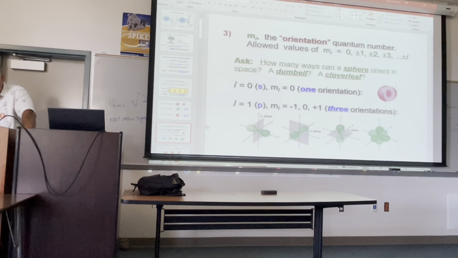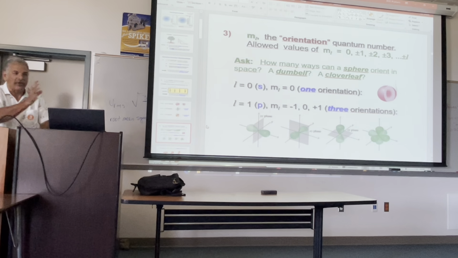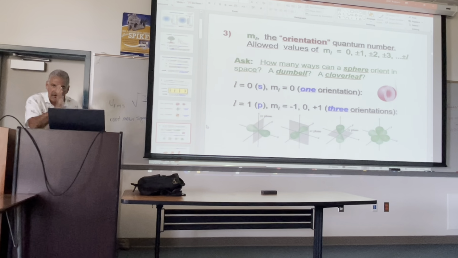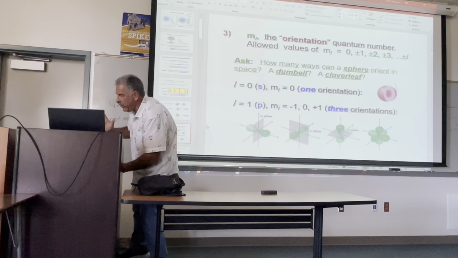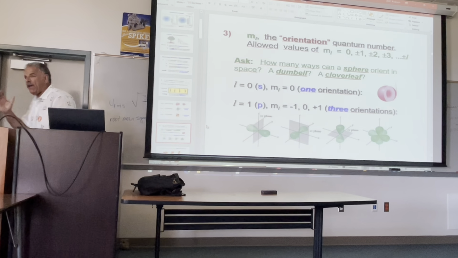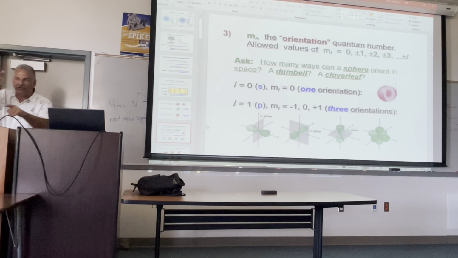M sub L is the orientation quantum number. Allowed values of M sub L are 0, plus or minus 1, plus or minus 2, plus or minus 3. How many ways can a sphere orient in space? One way, right? Because no matter how you look at the sphere, it's always a sphere. Try to sneak up on it, get over here, it's still a sphere, still one location. Even if you rotate it this way, it's always the same, it's still a sphere.